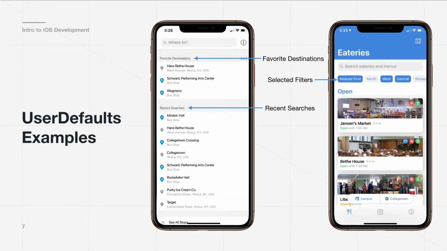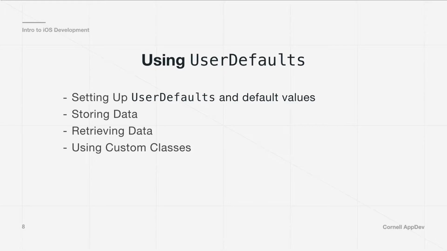Some user defaults examples with AppDev's iOS apps are Ithaca Transit and Eatery. With Ithaca Transit, we can favorite routes, where if you close Ithaca Transit, you can see that the routes stay favorited and show up above. And with Eatery, you can filter what eateries you want to look at, and if you close Eatery and reopen Eatery, then the filters will remain what filters you set the previous time you opened the app.